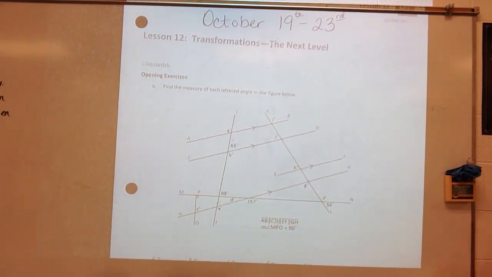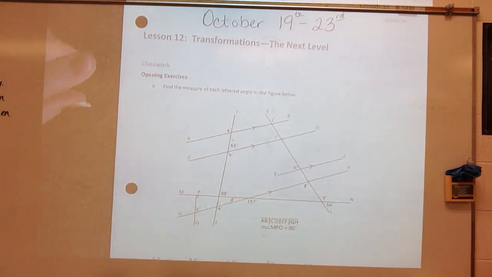Alright, so we're going to take a new turn, and we are going to go away from proofs for just a little bit. And we are going to start talking about transformations. You have talked about transformations before, because I know I taught them to you in 8th grade. We spent quite a bit of time with transformations. Reflections, rotations, translations, that kind of thing.